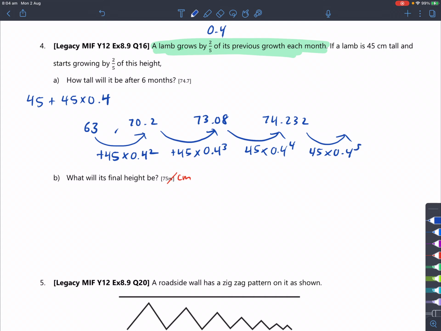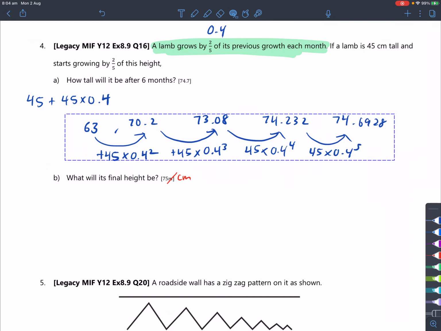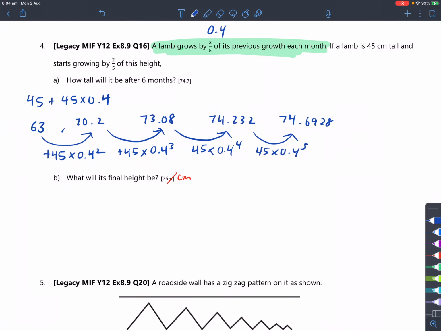Now, when do you actually stop? Well, this is after the first month, second month, third month, fourth month. But 2 more times. Okay, this is what you get after doing that. Now, I gotta do this 1 more time. Okay, so I'm going to add 45 by 0.4 to the power 6. Okay, let me just try that out. Okay, now that will get me 74.87712.